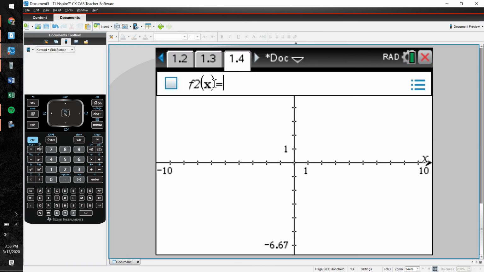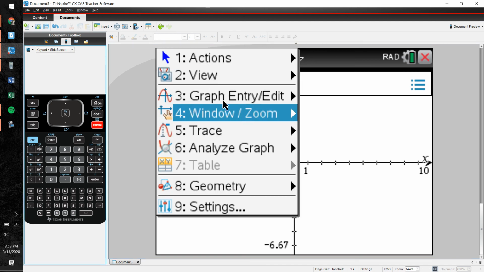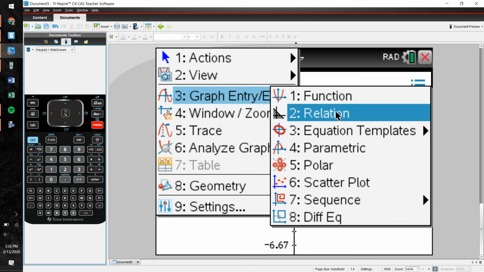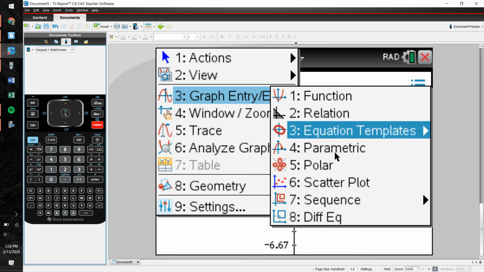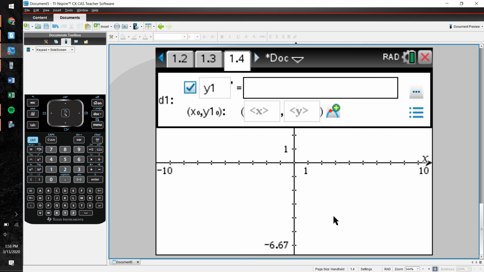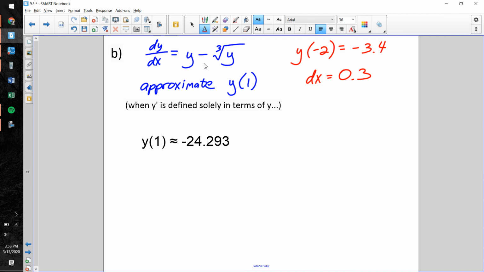Now you'll notice right up here that we're still on function mode, but what we're going to do instead, guys, is go to Menu, go to number 3, which is Graph Entry and Edit. We are almost always doing functions. We messed around a little bit in the last chapter with relations, but for now, we're going to go all the way down to differential equations. And what is going on right here is that the first differential equation we're graphing, the calculator is automatically calling y1 prime. And right here, you're going to type in the equation of your derivative.